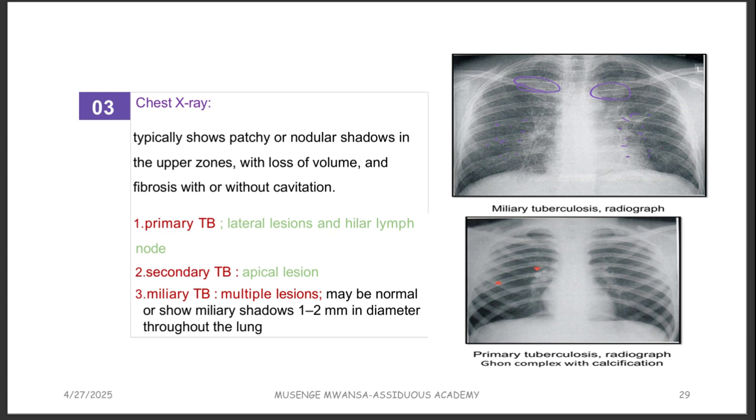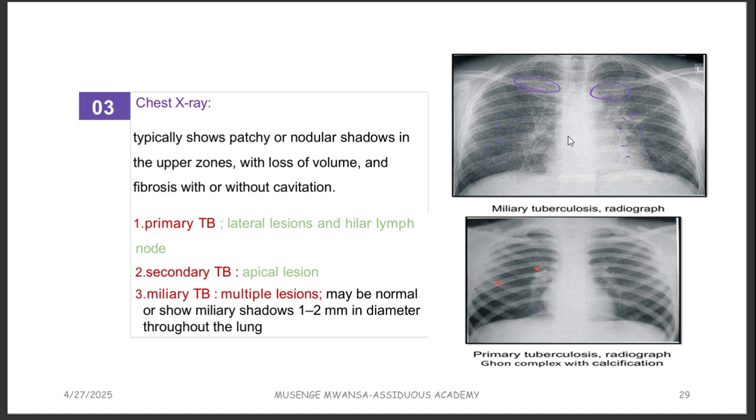Now, for the miliary picture, you need to know other differentials. For primary TB, what you are going to see is a lateral lesion and hilar lymph nodes. You are going to see what we call the Ghon complex. Lateral lesion somewhere here, and then you also see the involvement of the hilar lymph nodes. For secondary TB, there's an apical lesion. We already mentioned that. For miliary TB, there are these multiple lesions. We call them the miliary shadow, like 1 to 2 millimeters in diameter through the lung. These dots that you can see here are known as the miliary picture.